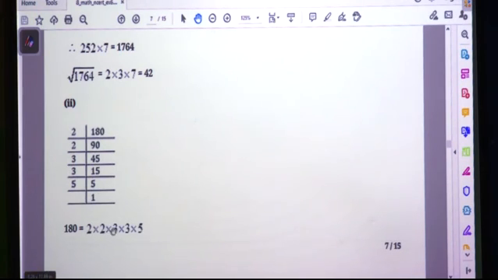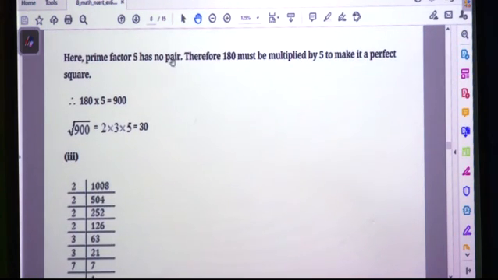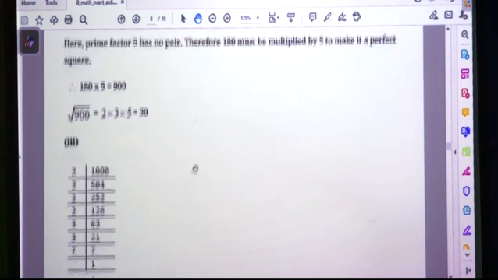2 is in a pair, 3 is in a pair, 5 is not in a pair. Means what we understand from this? We have to multiply 180 by 5 to make it a perfect square. So, 180 into 5 is equal to 900. Square root of 900 is 2 into 3 into 5, that is 30. Square root of 900 is 30. Let us see the third sum.